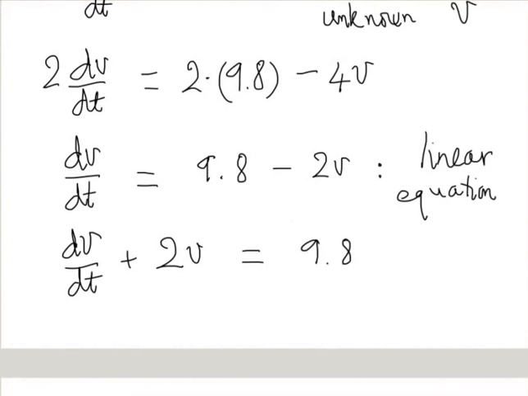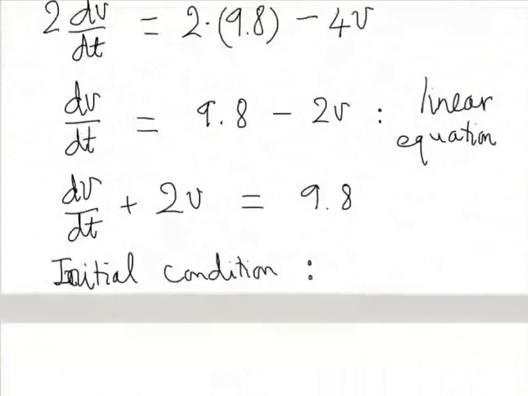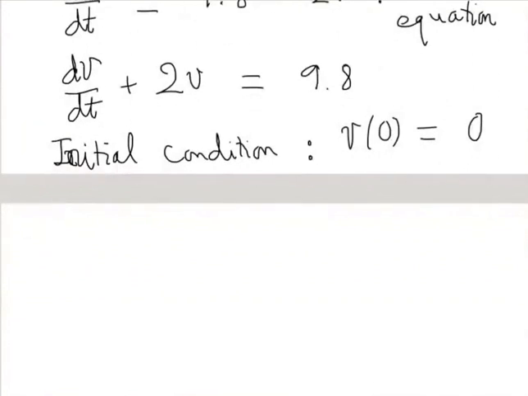Now, before solving, let's look at the initial condition. What initial condition do we have here? The initial condition comes from the fact that when t equals 0, the object is at the top of the building, so it's not moving yet. And because of that, we have v(0) equal to 0. When t equals 0, v equals 0 as well. Now, let's solve the ODE above.